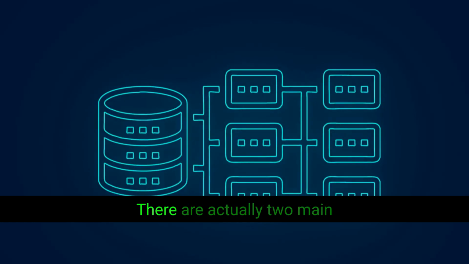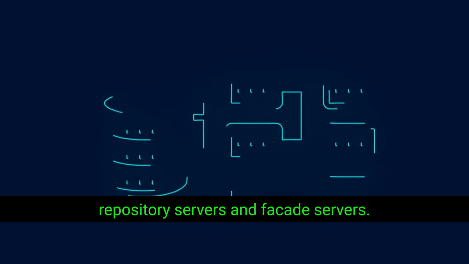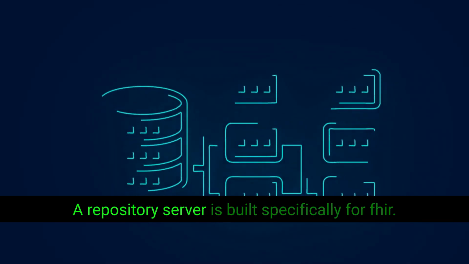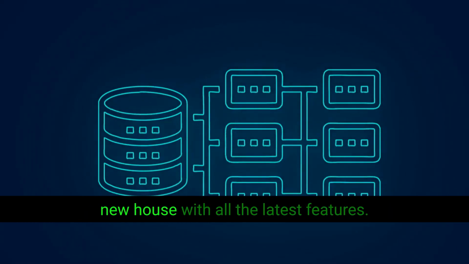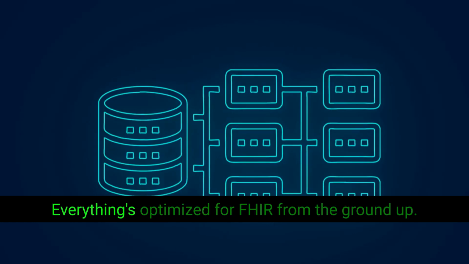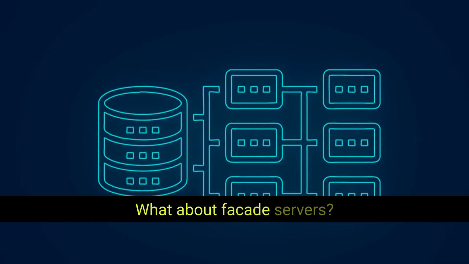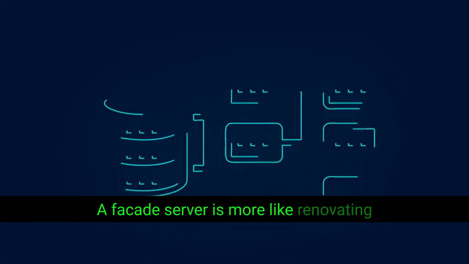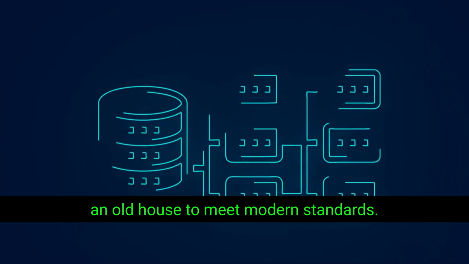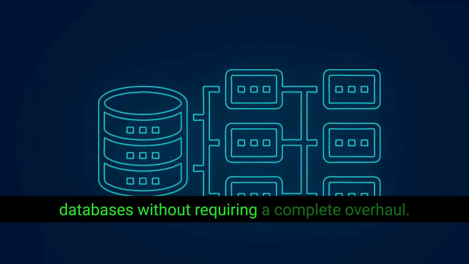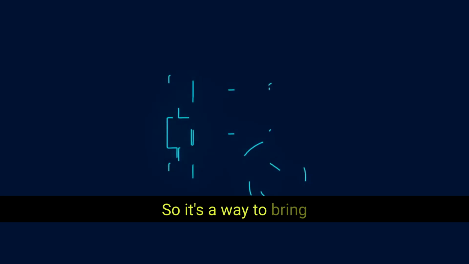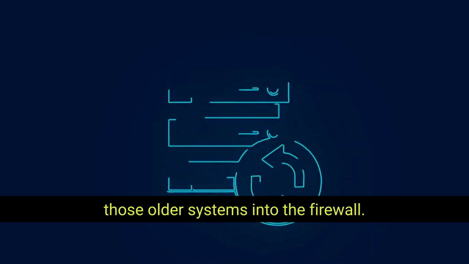Good question. There are actually two main types, repository servers and facade servers. Okay, what's the difference? A repository server is built specifically for FHIR. Think of it like designing a brand new house with all the latest features. Okay. Everything's optimized for FHIR from the ground up. Gotcha. What about facade servers? A facade server is more like renovating an old house to meet modern standards. Okay. It sits on top of existing healthcare databases without requiring a complete overhaul. So it's a way to bring those older systems into the FHIR world. Exactly.